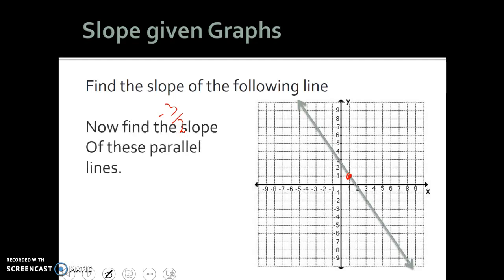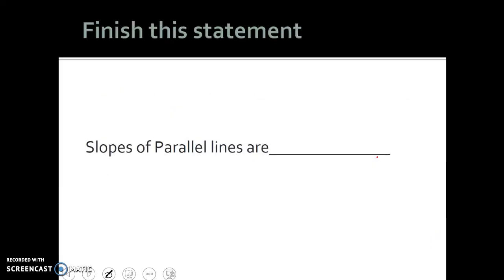But then we want to find the slope of these parallel lines. So if we have all of these parallel lines on here, we can pick any one of them. Let's just say I pick this one. It goes through, let's say, this point and this point. It's also going to go down 3 and over 2, which means the slope is the same. So we should realize then that if the lines are parallel to each other, the slopes are the same.